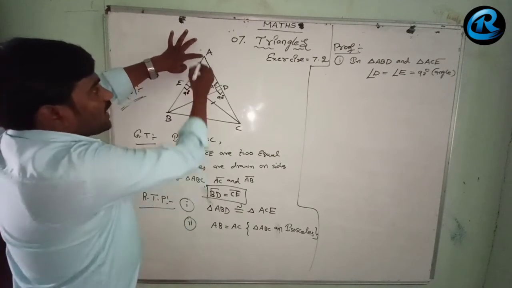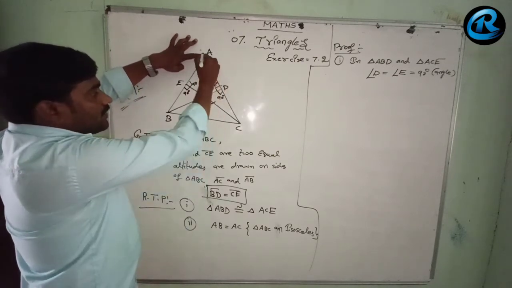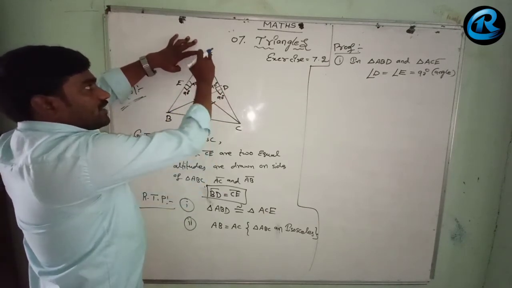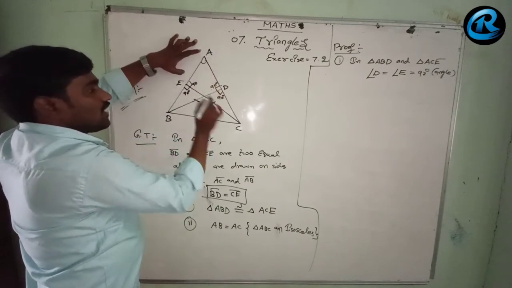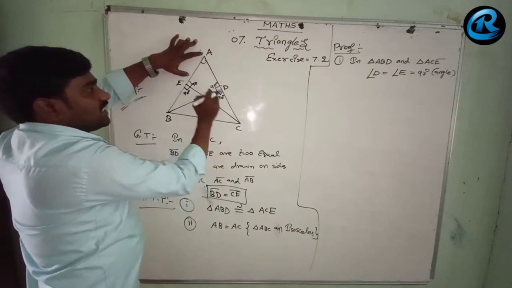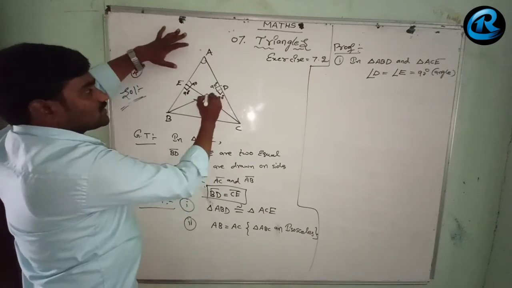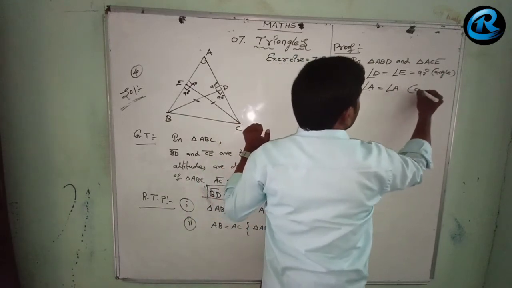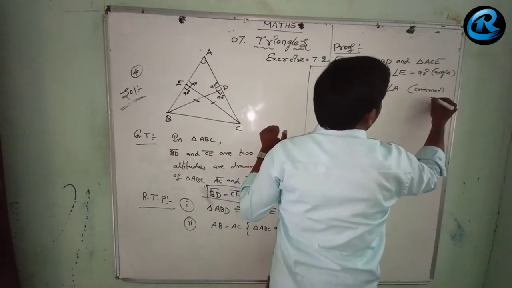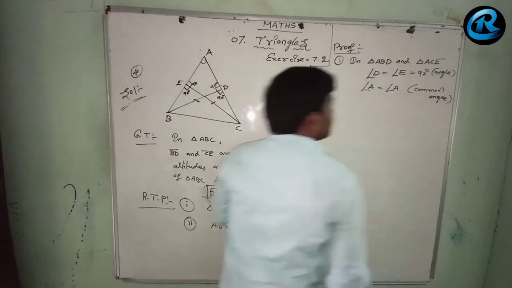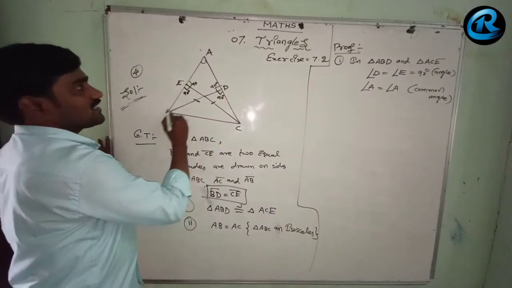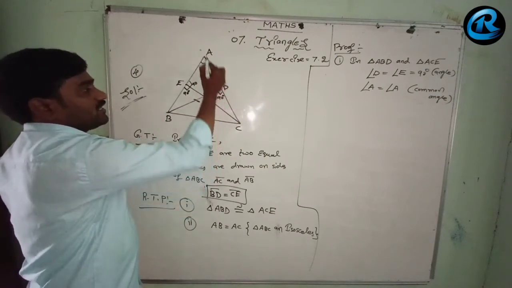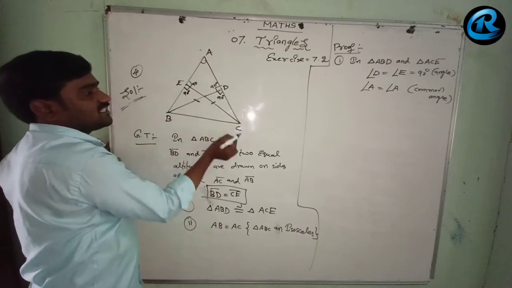Then let us see one more angle, like angle A in triangle ABD and triangle ACE. So angle A equals angle A. It is a common angle. Then what can we say? Already given the sides: BD in triangle ABD and CE in triangle ACE.